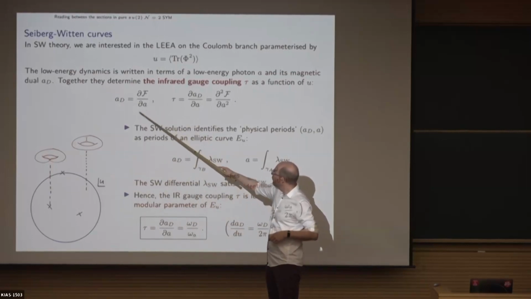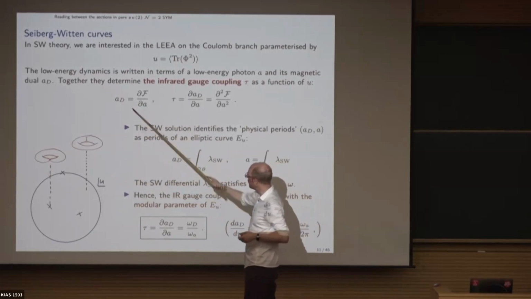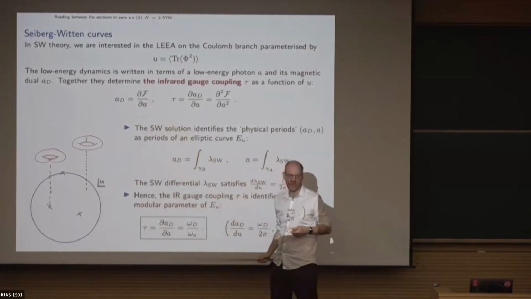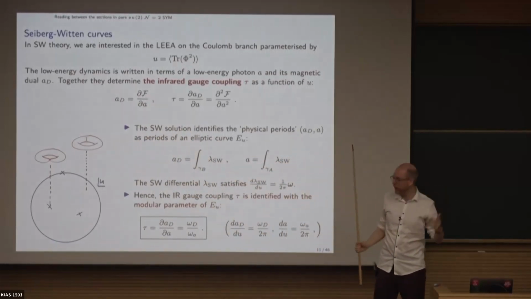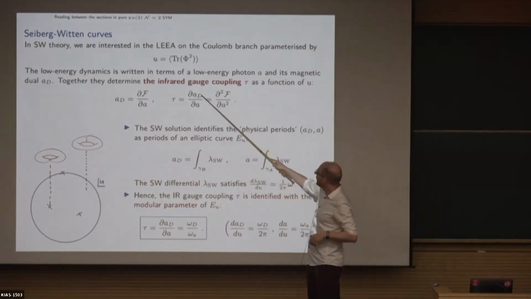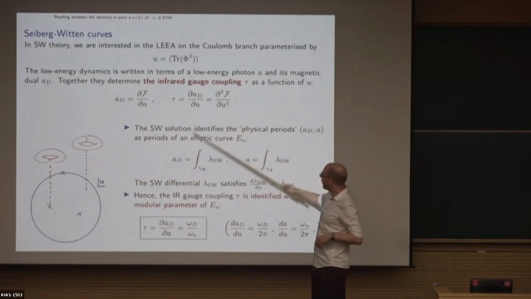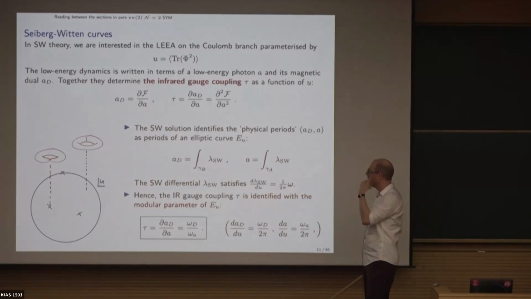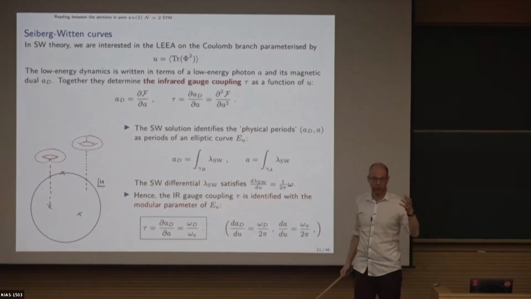And so A dual should be related to the prepotential by a derivative with respect to A, but really what we find in the Seiberg-Witten theory is A and A dual, and so implicitly determine the prepotential. And then the second derivative of the prepotential, meaning dA dual over dA, the derivative of A dual with respect to A, is the low energy gauge coupling, which is what determines the full action.